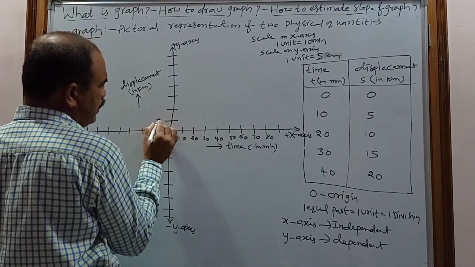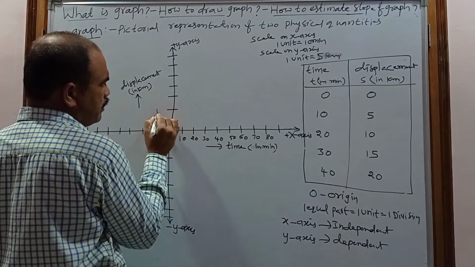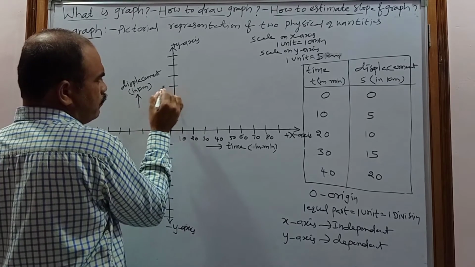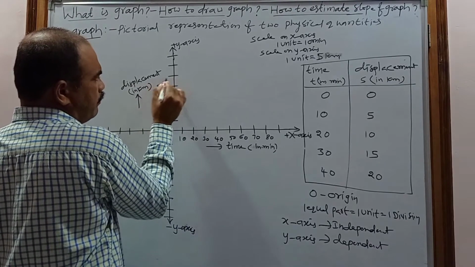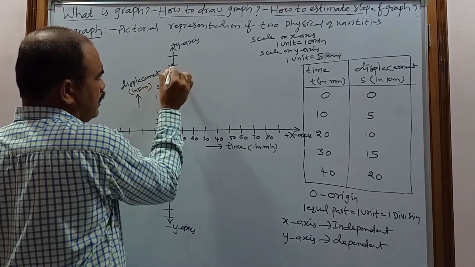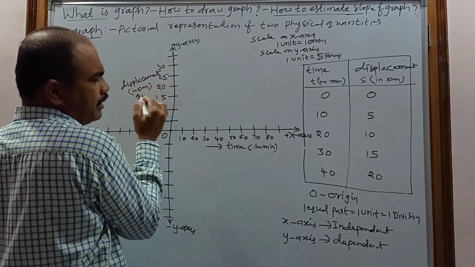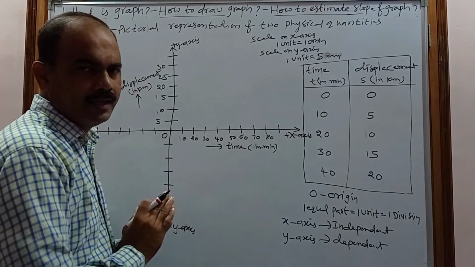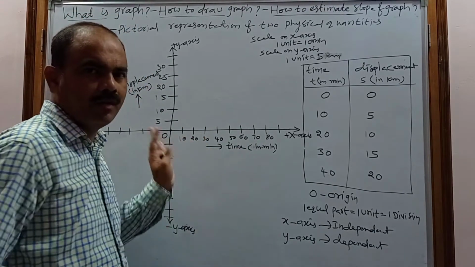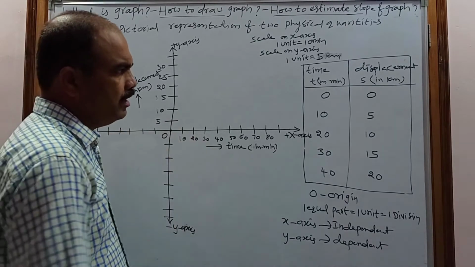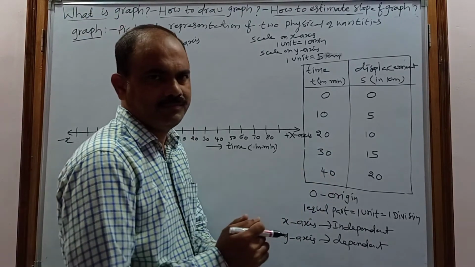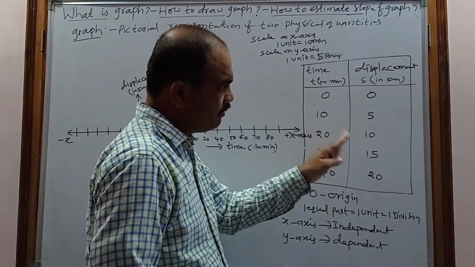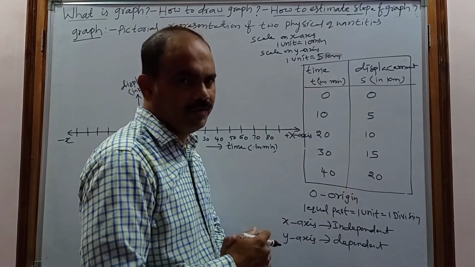If 1 unit represents 5 kilometer, 2 units represent 10 kilometer, 3 units represent 15, 4 units represent 20, 5 units represent 25, and 6 units represent 30 kilometer. Like this you have to arrange the scale. Okay, after assigning the numerical values to the x-axis and y-axis, now we have to draw the graph for the given observations.